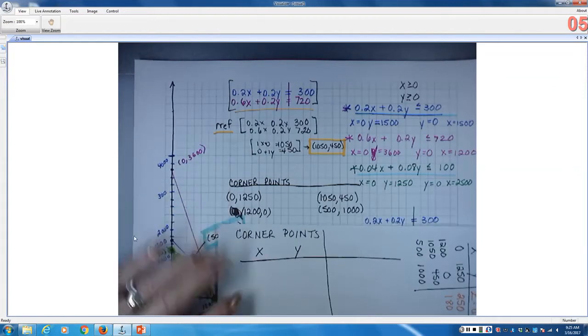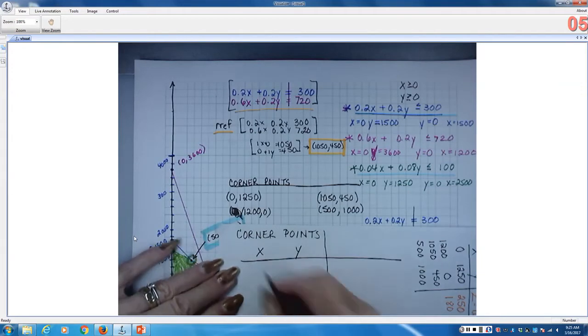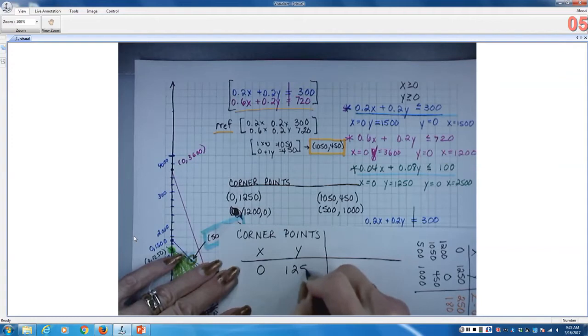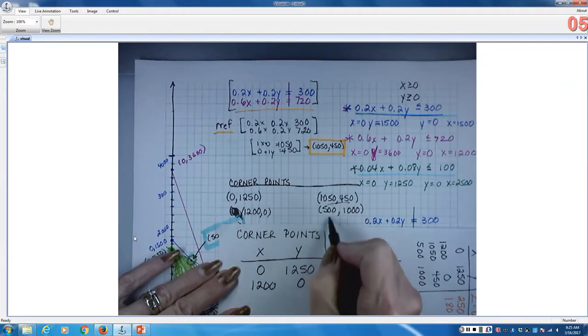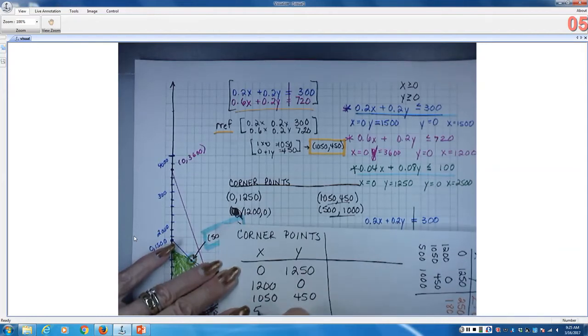So our corner points, we didn't put down 0, 0 because obviously you're not going to maximize anything if you put in x equals 0 and y equals 0. But we have 0, 1250, 1200, 0, and then the two that we found just by using the matrices, which was 1050, 450, and 500, 1000.